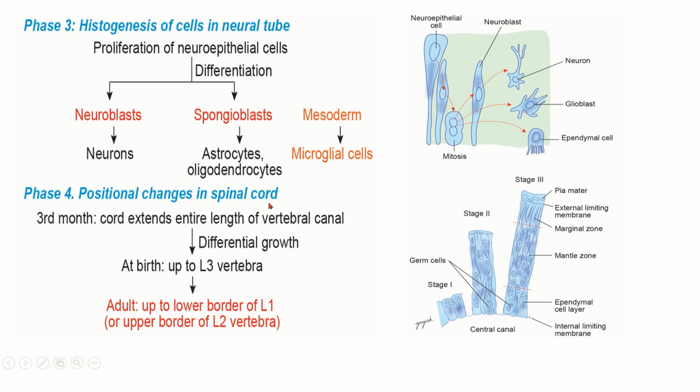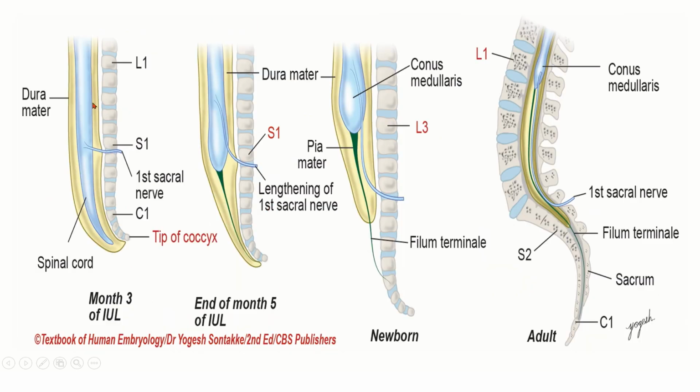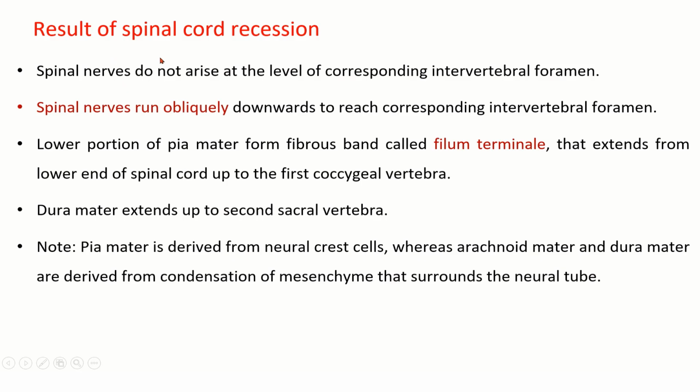Then positional changes in the spinal cord, you can see here. In the 3rd month, the spinal cord extends throughout the vertebral canal. In the 5th month, it extends up to S1. And in the newborn, you can see it is at the level of L3, and in adults, it is at the level of L1. So what changes will happen when the spinal cord recedes?